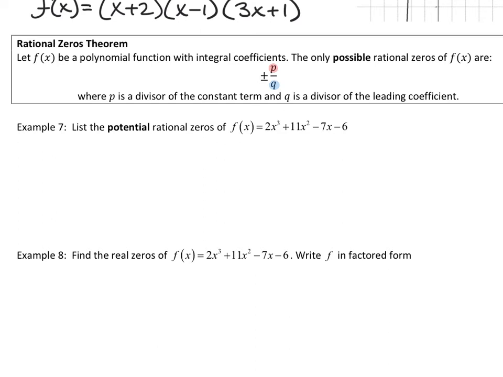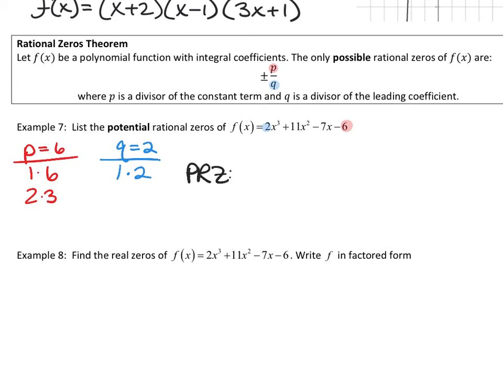So in this first example, p would be 6 and q would be 2. I'm not really worried about signs because we're going to have plus or minus. So what I do for this sort of problem is I say, okay, p is 6, and here are all the factors of 6, 1 times 6 and 2 times 3. And here's q is 2, and all the factors of 2 are 1 and 2, which means we start combining these into all of our potential rational zeros. We make a list.